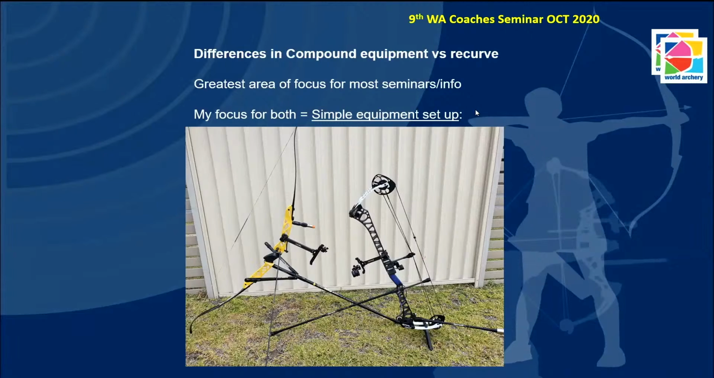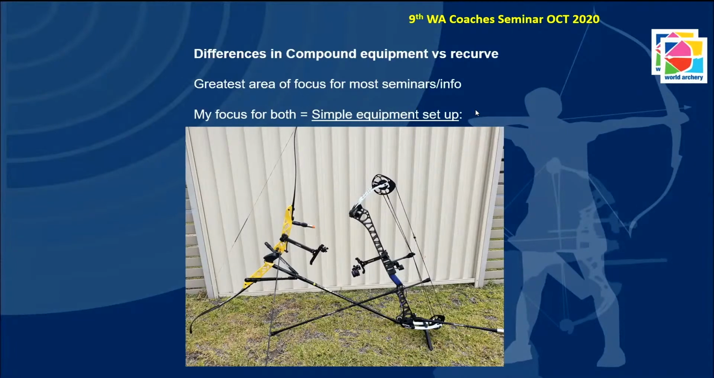For me, it's the most focused area that you'll find in most seminars around the world. And I have a very simple approach to equipment around the compound bow and the recurve that I actually find quite useful at the high level, the international advanced level, but it's more interesting at the intermediate and beginner level. And that is, I like a simple equipment setup. So I have the same focus for both recurve and compound.